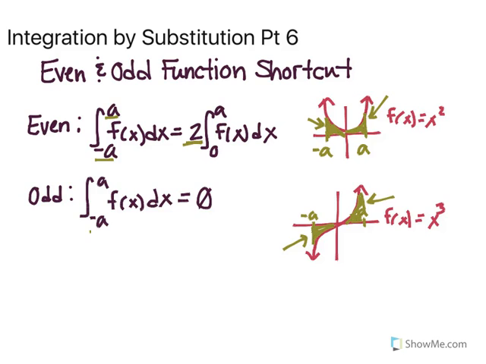Whenever you have a negative value and a positive value here, remember they have to be the same: negative 1 or positive 1, negative 2, positive 2, etc. Your answer will always be 0 because those areas cancel each other out. Let's take a look at a couple of examples to see how this works.